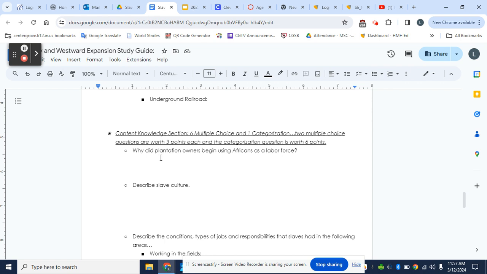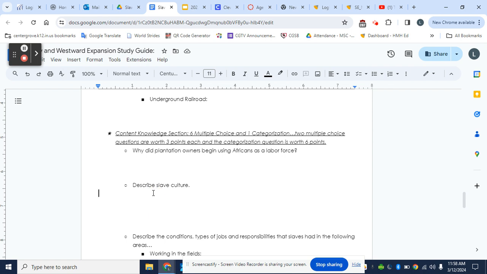So to recap the reasons why Africans are being used as a labor force, number 1, Native Americans are dying from European diseases because they don't have immunity. Number 2, Africans who have immunity now are going to be used because we don't have to worry about them dying out. And number 3, the population of Africans is very, very high, and plantations need a very large number of laborers.